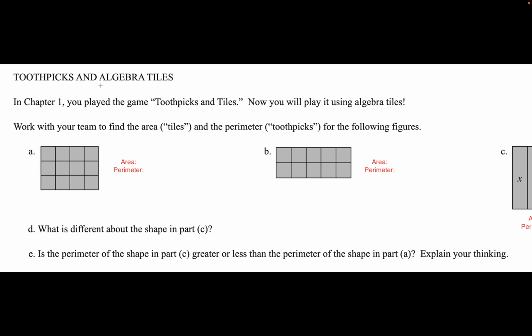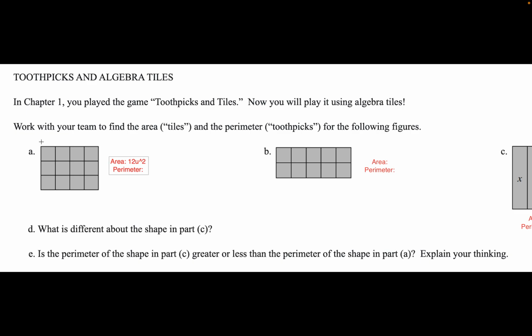Here we go. In chapter 1, you played the game Toothpicks and Tiles. Now you'll play with algebra tiles. Work with your team to find the area and the perimeter of the toothpicks for the following figures. So this is kind of review, right? You got the area. This would be 12 units squared. Turn the computer, you'd write like that.